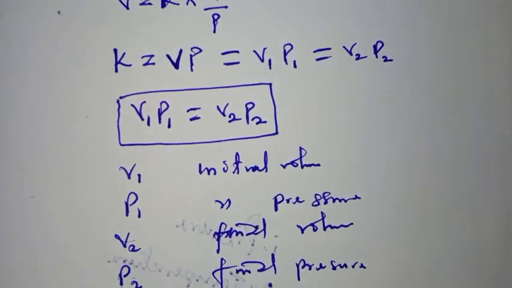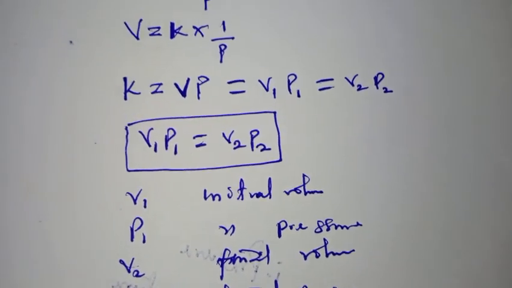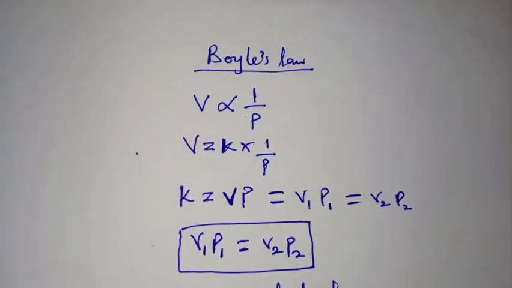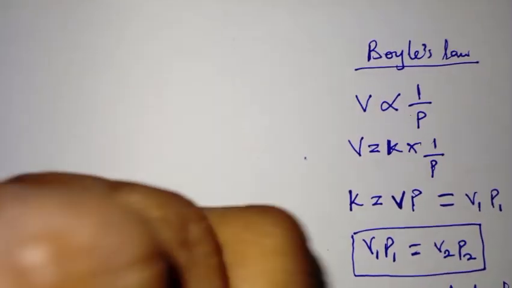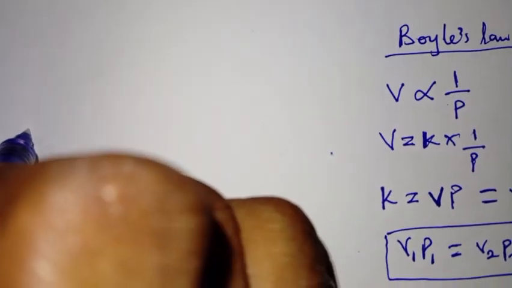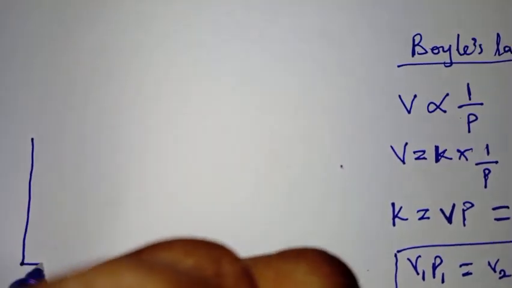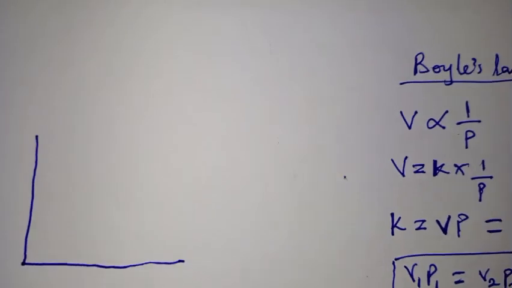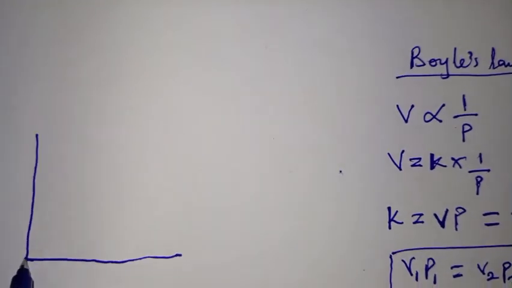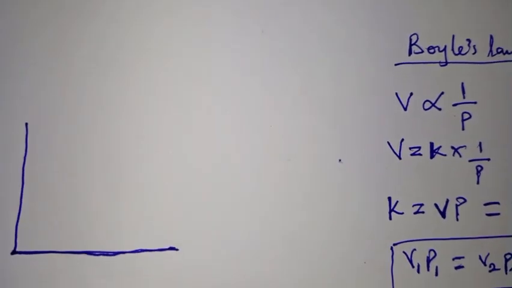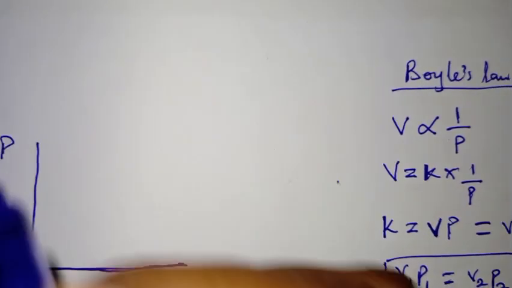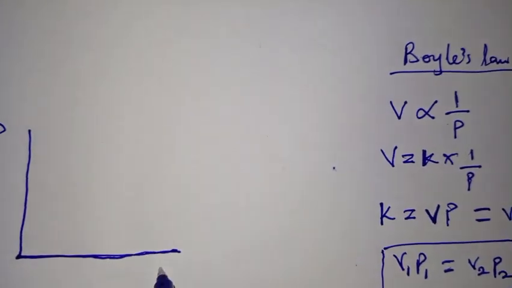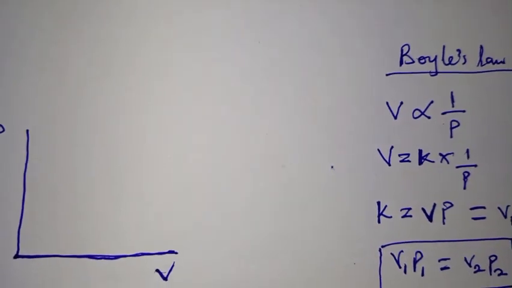But then you might want to represent Boyle's law graphically. How do we represent Boyle's law graphically? You can represent Boyle's law in this format. You draw a Cartesian plane with the positive x-axis and the positive y-axis. Then you place P here, you place V here. Do you get what I'm saying now?